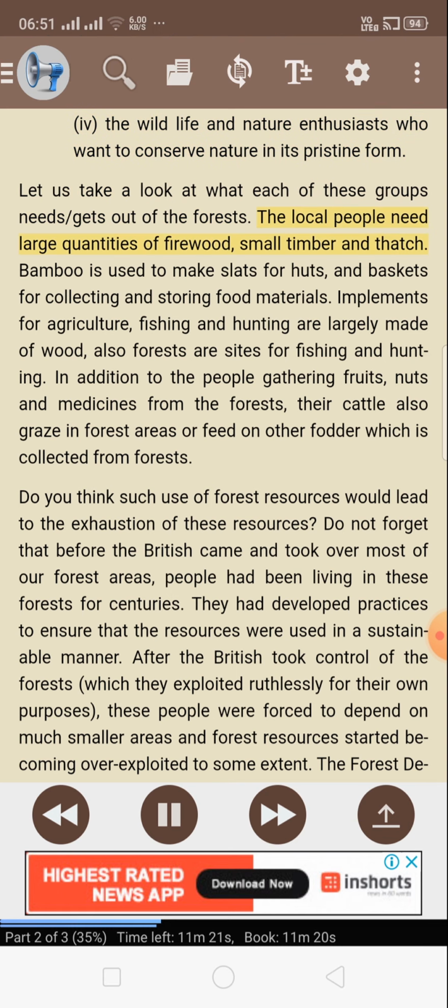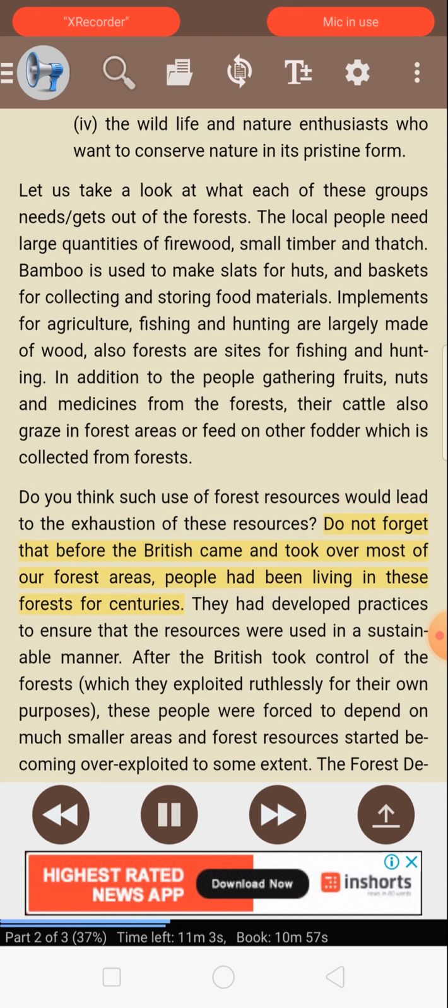The local people need large quantities of firewood, small timber and thatch. Bamboo is used to make slats for huts and baskets for collecting and storing food materials. Implements for agriculture, fishing and hunting are largely made of wood. Also forests are sites for fishing and hunting. In addition to the people gathering fruits, nuts and medicines from the forests, the cattle also graze in forest areas or feed on other fodder which is collected from forests. Do you think such use of forest resources would lead to the exhaustion of these resources?